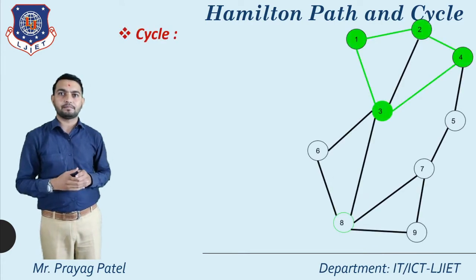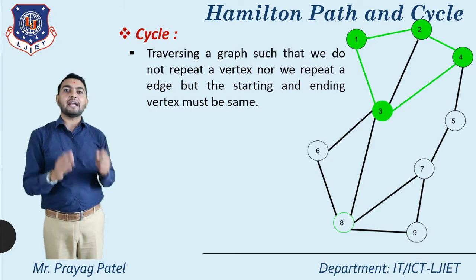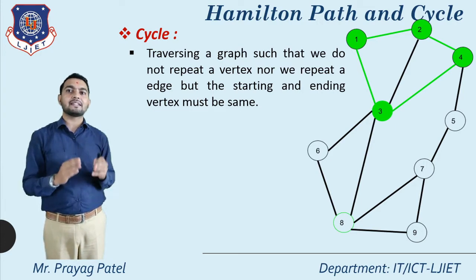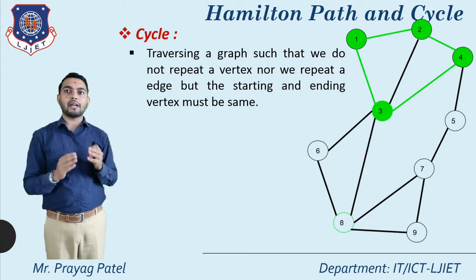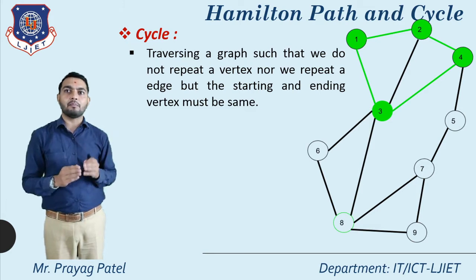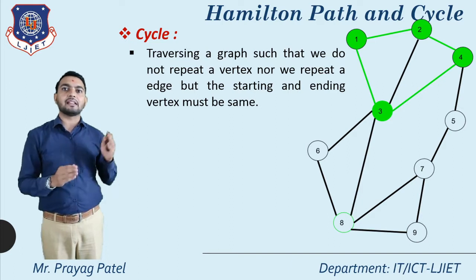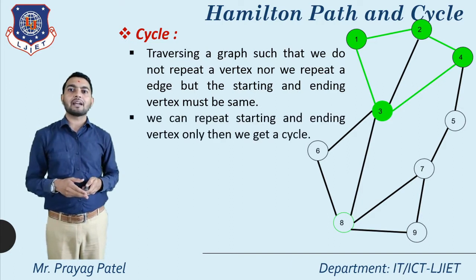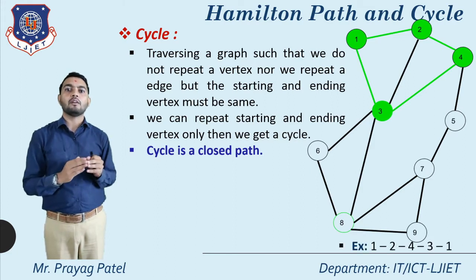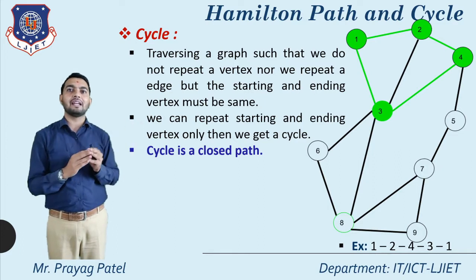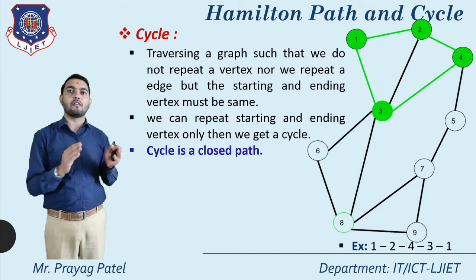Now what is a cycle? A cycle is considered a path, but the starting point and ending point are the same. So traversing a graph such that we do not repeat a vertex nor an edge, but the starting and ending vertex must be the same, then we can say that this is a cycle. So here one cycle is available. An example of this cycle is 1 to 2, 2 to 4, 4 to 3 and 3 to 1. The green shaded line is considered a covered edge and the green shaded node is considered a covered node.